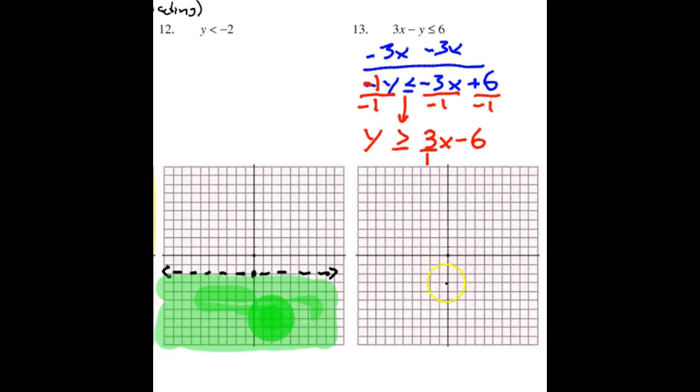1, 2, 3, 4, 5, 6. And go up 3 right 1. 1, 2, 3 over 1. Do that a few times. And this one's a solid line because we do have an equal to on there. So we're going to go solid line. And we're going to shade greater than, above. So any point on the line, go straight up, and that's the side that we shade. So we need to shade all of this.